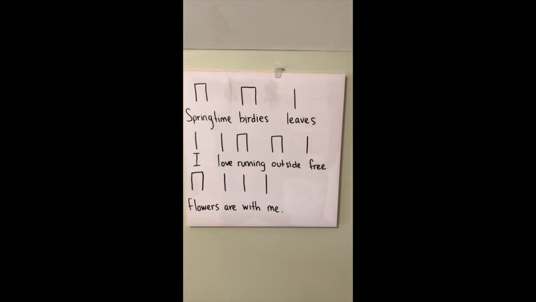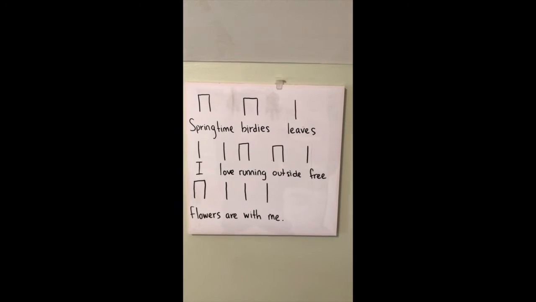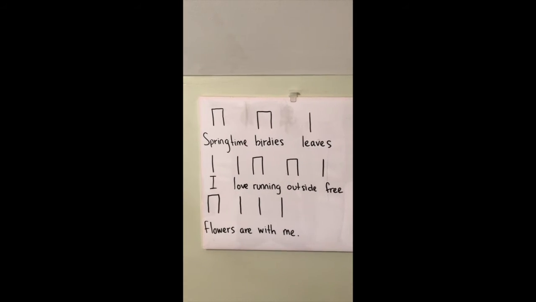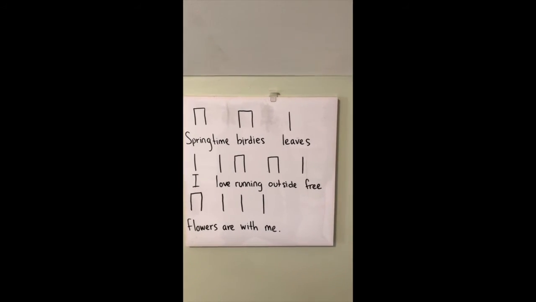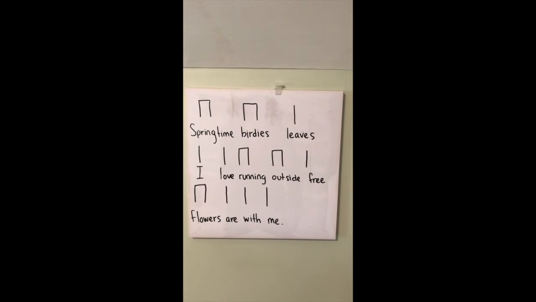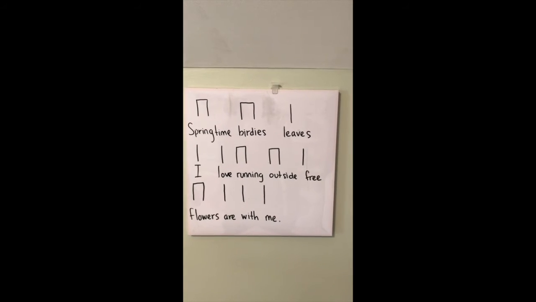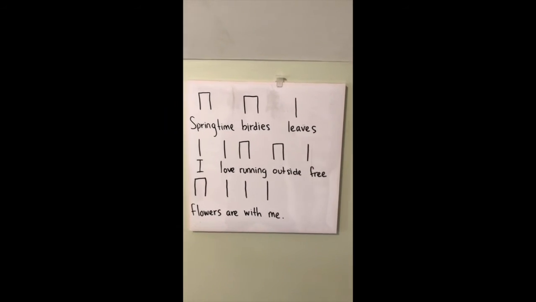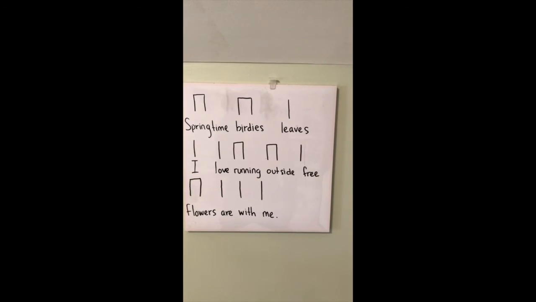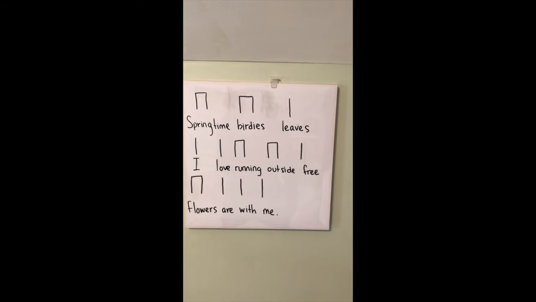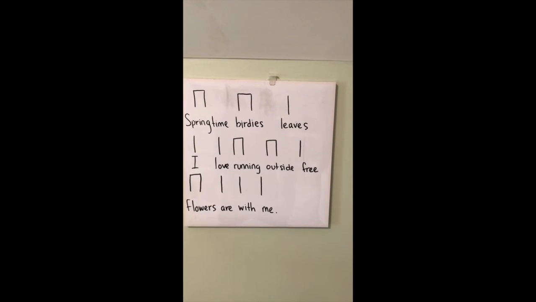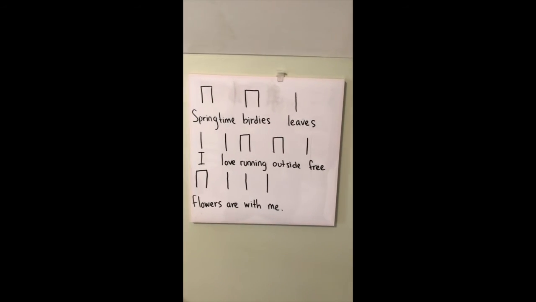I have rewritten my rhythms from before so you can see the words that I chose. In my first line, I have just picked words that matched each rhythm, but they do not make a complete sentence. Springtime birdies leaves. This is okay. In my second line, I chose words that would make a complete sentence about springtime. I love running outside free. This is also okay. My third line is this.